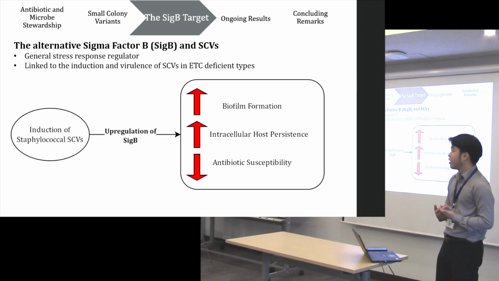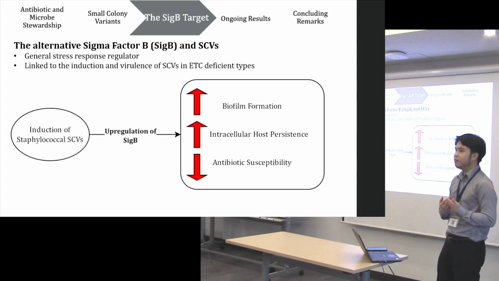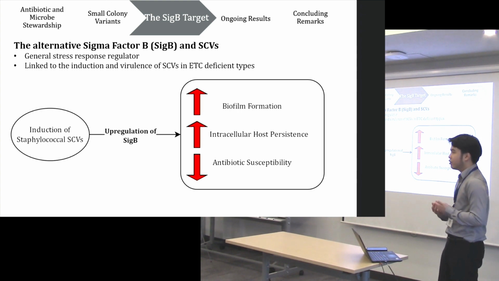It's an alternative sigma factor, and it's basically a global general stress response regulator. It has been linked to the induction of virulence of SCVs in ETC deficient types. What ETC means is electron transport chain. So these antibiotics select for mutations in the bacteria that disrupt this electron transport chain, which also may be why they exhibit different metabolic properties.